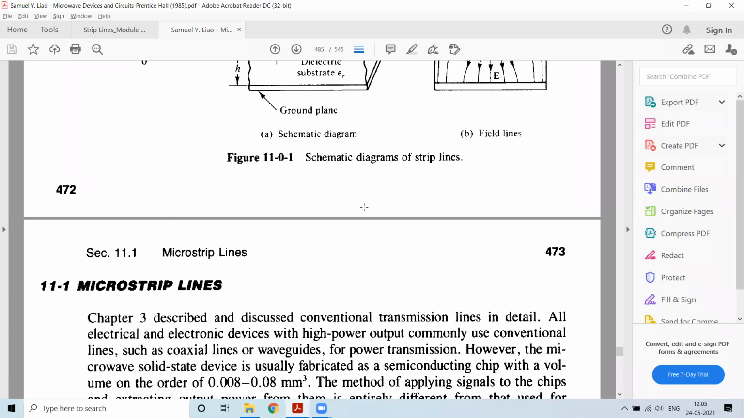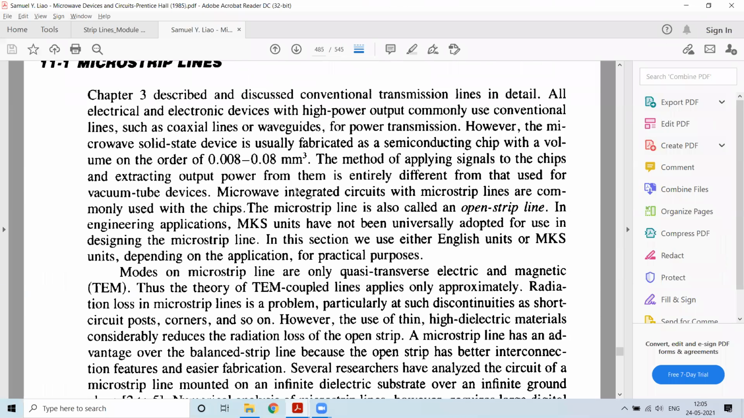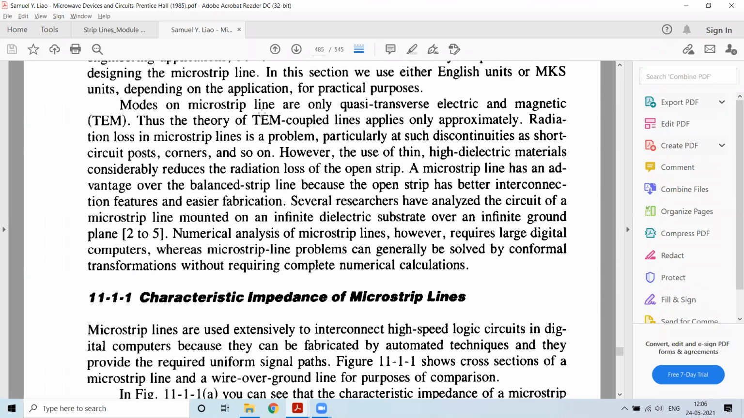Why is it termed quasi? Because you can see that the field lines are not only confined within this region, they are even present outside the substrate, because the field lines have to emerge from one point and end at the other, say emerge from positive and end at the negative. That is how your field lines appear. Because of that, it is termed quasi-TEM mode.